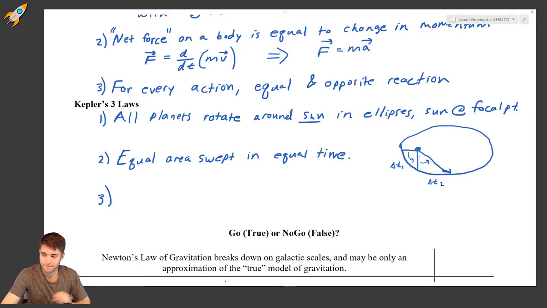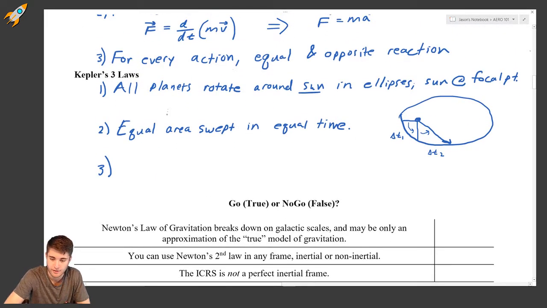So that's the second law, right? Equal area, equal time. That was his second law. And then the third law that he came across, oh geez, I'm just slashing up all my work here. The third law that he came across was this, that the square of the period of your orbit is proportional to the cube of your semi-major axis of your orbit. That was his last law. What this really looks like, well, it's a little bit different than this.